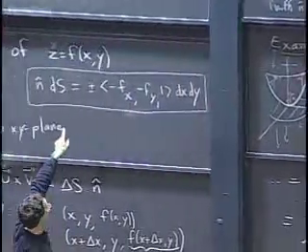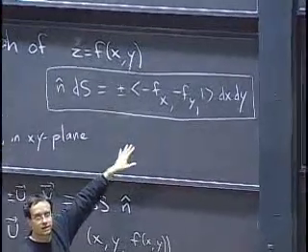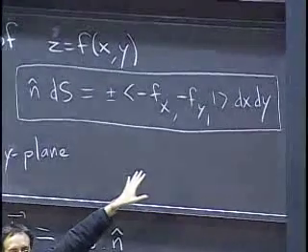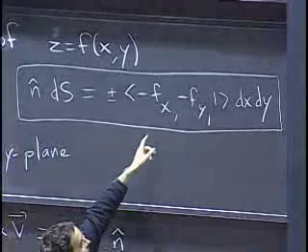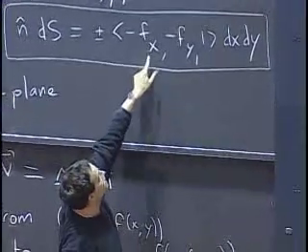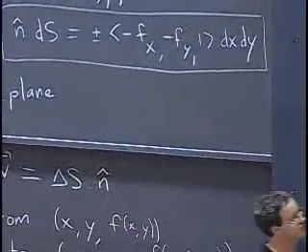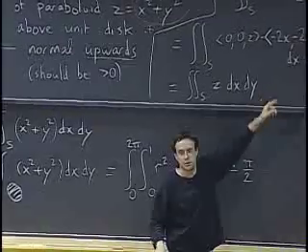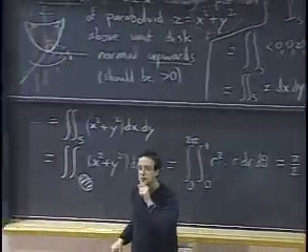I will take the function x squared plus y squared, and I will take its partial derivatives. So if I take the partial of f, so of x squared plus y squared, with respect to x, I get 2x. So I put negative 2x, and then same thing, negative 2y, 1 dx dy. Yes?